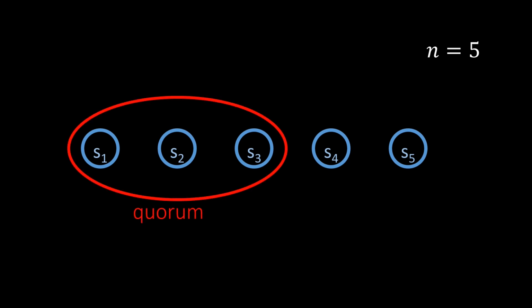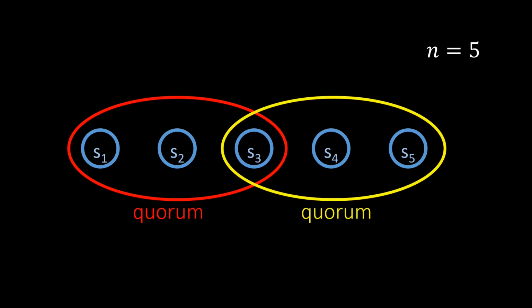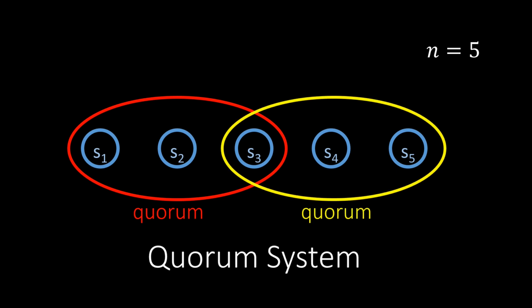When studying quorum systems, we are given n servers, sometimes we also say n nodes. In our example, n is equal to 5. A quorum is any subset of these 5 nodes, like this, or like this. A quorum system is a set of these quorums, such that any 2 quorums in the quorum system overlap. In other words, any 2 quorums share at least one node. So this is a quorum system with 5 nodes and 2 quorums.